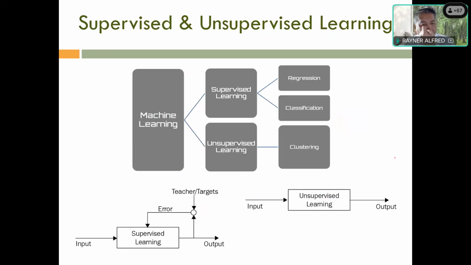So in machine learning, we focus on supervised and unsupervised learning, and we will learn all these three. Depending on the type of data that you have, you need to be able to determine which method is the best one.